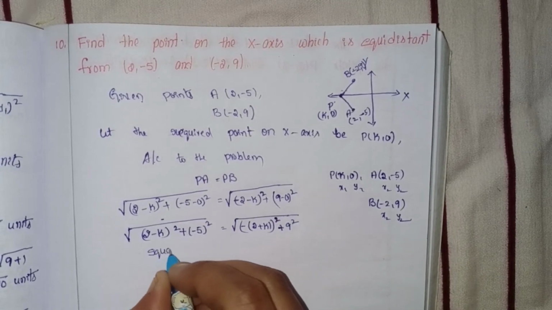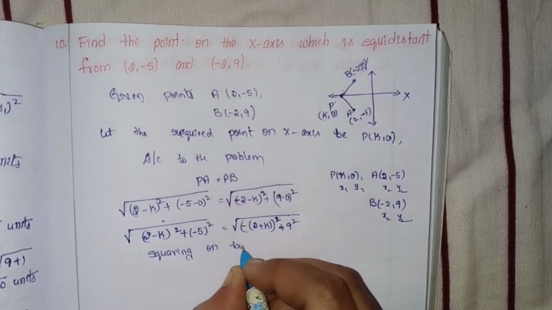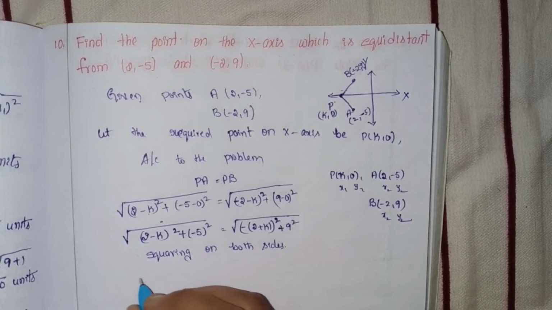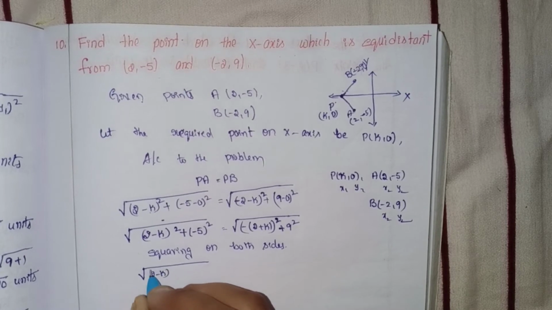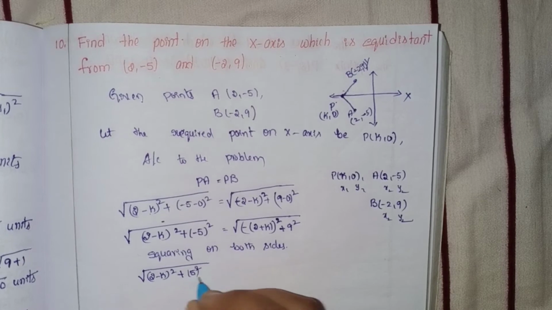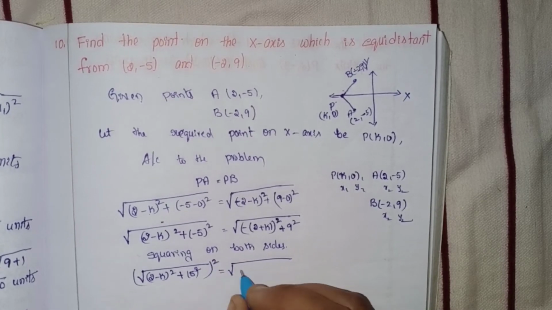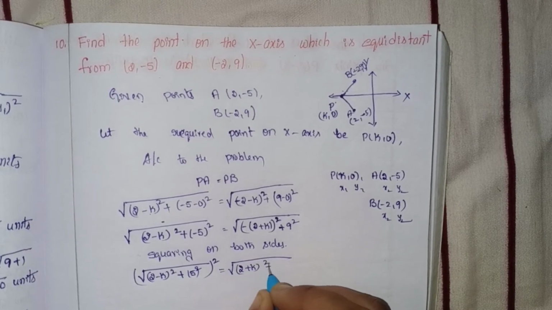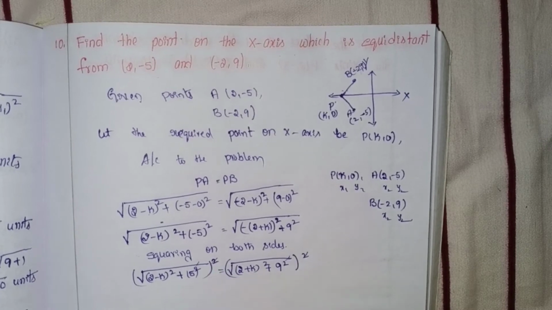Squaring on both sides, I get the square root of (2 - k) whole square plus (-5) whole square, that means plus 5 whole square, equals (2 + k) whole square plus 9 whole square. The square roots cancel.